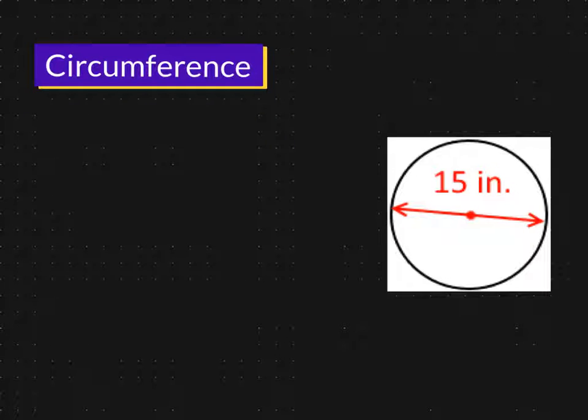So let's try it and calculate the circumference of this circle. So first we draw the figure and label it, and that's already done for us. So step 2 is that we're going to write the formula. So circumference is equal to pi d, and that's usually the one I use. And finally we're going to fill in the values and solve.